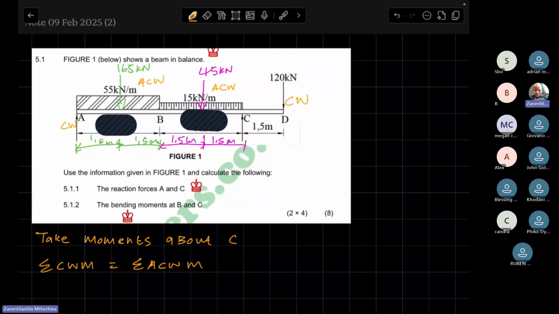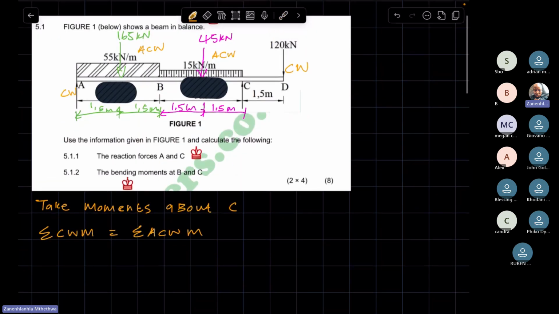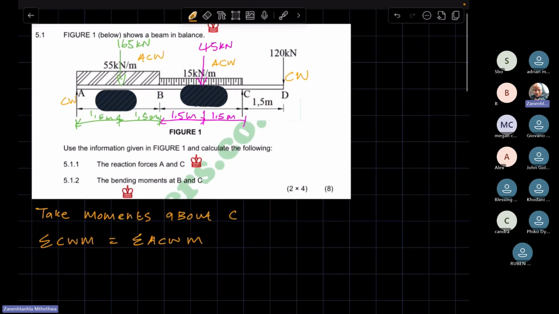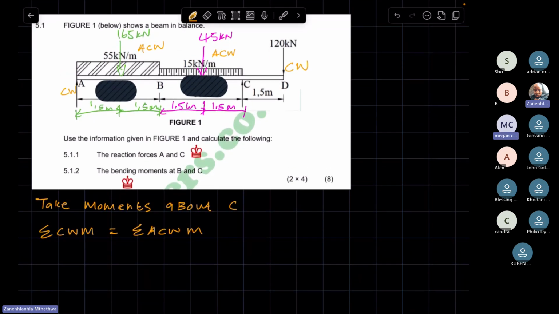How you look at it is what would be the turning effect each of these forces has towards where you are taking moments. So if you're taking moments about C, this will have a clockwise turning effect. This one, anti-clockwise, this one, anti-clockwise, and this one, clockwise. That's how you look at it. Are we clear?